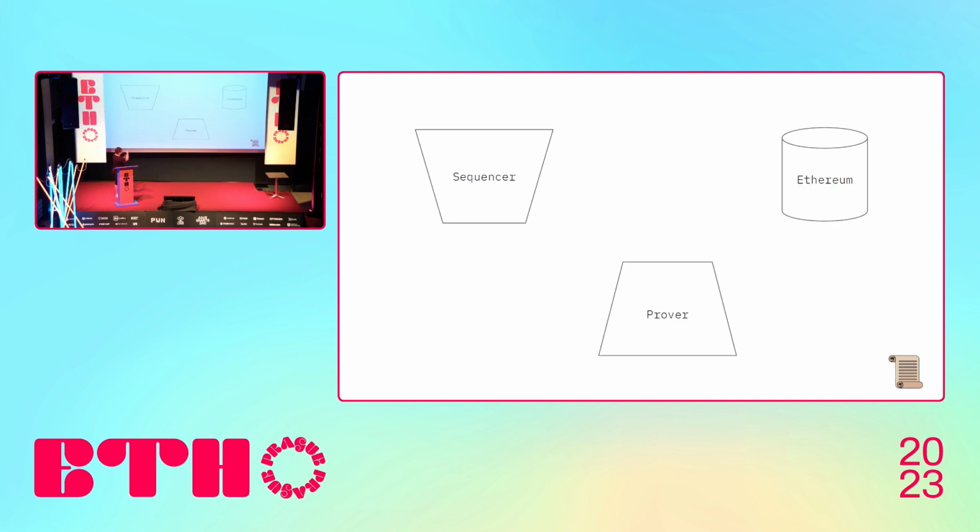As you can see, you have a sequencer, a prover, and Ethereum, which is the base layer with which the sequencers and provers communicate. And first, the sequencer publishes a batch. And then after the batch is published, it also propagates the contents of the batch, the blocks, to the prover. And the prover computes the proof and publishes the validity proof on chain. And that's it. You have the finalized batch.